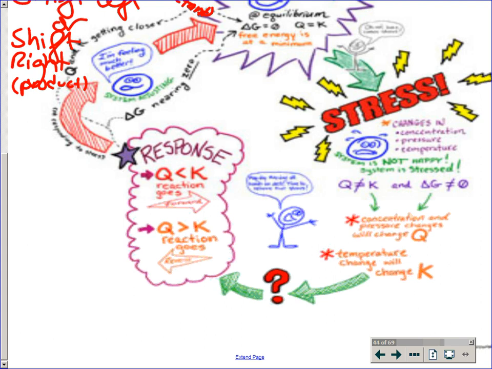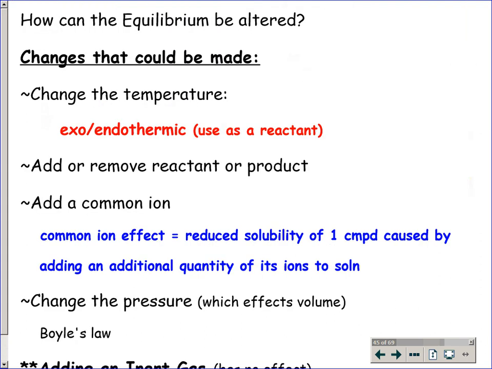That's it. The whole idea behind Le Chatelier's principle is that the reaction gets stressed, and it responds by shifting left or shifting right. That's it, okay? So here are the changes or the stressors that could be had within a reaction. You do need to write these down, and we will talk about each of these individually.